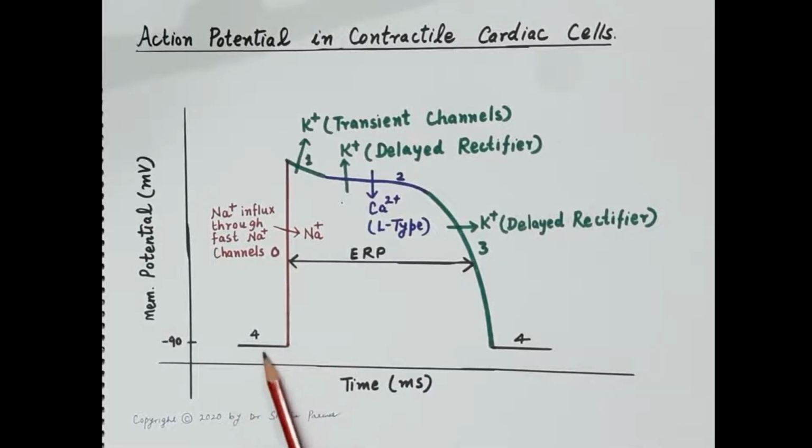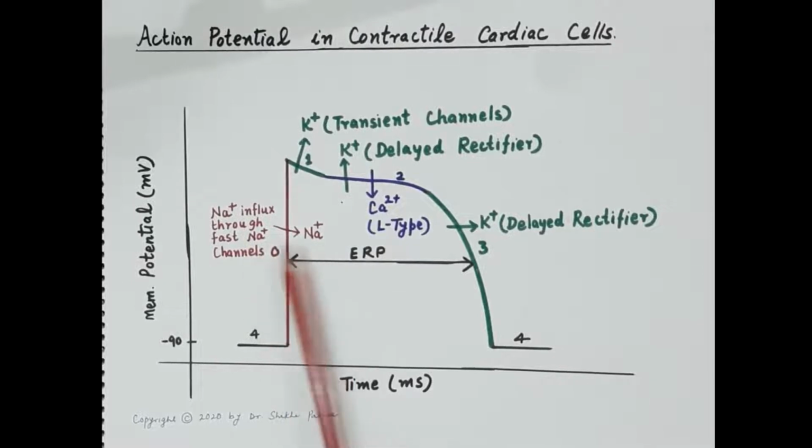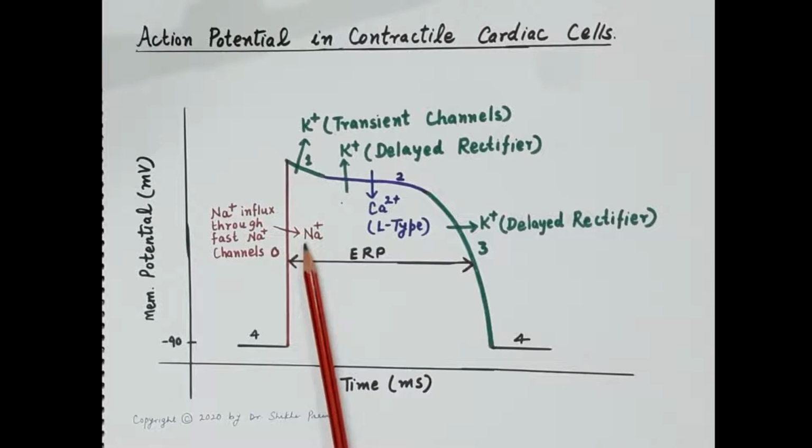So this is phase 4, the resting phase, and the resting membrane potential is minus 90 millivolts. Now phase 4 is followed by phase 0, that is the depolarization phase, and in this phase there is rapid influx or inward movement of sodium ions through the fast sodium channels.